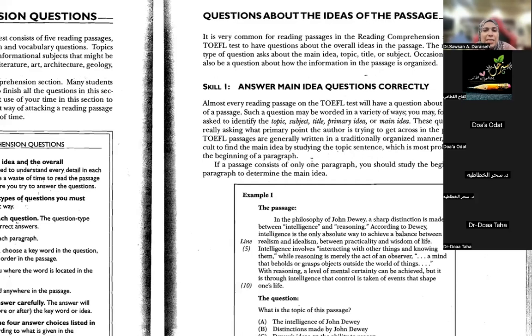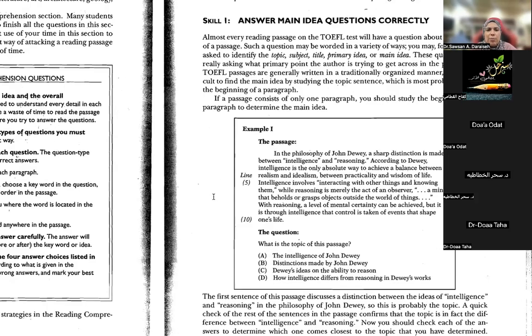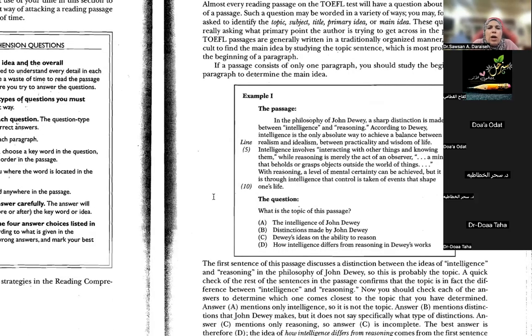Now where is the topic sentence? The controlling idea. It could be either the first or the second sentence. Let's see. Which is most probably found at the beginning of a paragraph, like maybe the first sentence, maybe the second. Let's take a look at this example, guys. This is an example of a paragraph in which the writer is going to ask us about the main idea. So if a passage consists of only one paragraph, you should study the beginning of the paragraph to determine the main idea. The beginning means the first sentence or two.